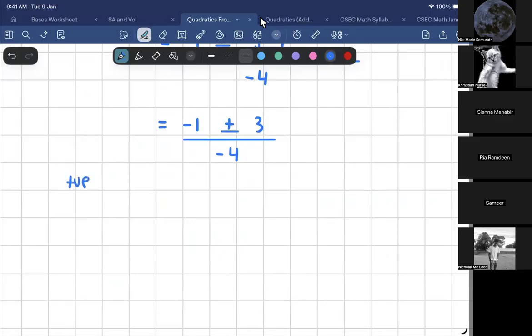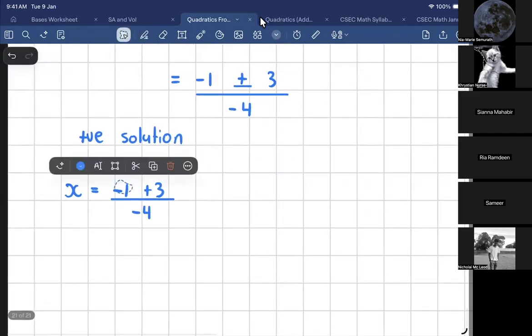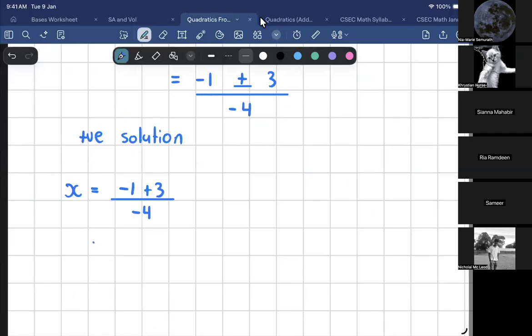So let's look at the positive solution. Again, plus or minus just means you can have a positive or a negative solution. So we're considering the positive solution, which is just going to be minus 1 plus 3, all over negative 4. Negative 1 plus 3 is 2. What's 2 over negative 4? Negative a half.